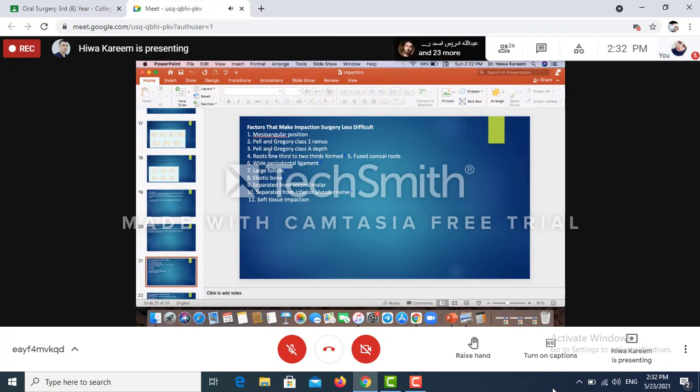And in Pell and Gregory class A depth, what does that mean? It means that the occlusal plane of the third molar is at the same level as the occlusal plane of the second molar. Root one-third to two-thirds formed, meaning more or less two-thirds of the root formation. Fused conical root is easy for extraction. If the root is not fused or not conical, it is difficult for extraction and needs separation.